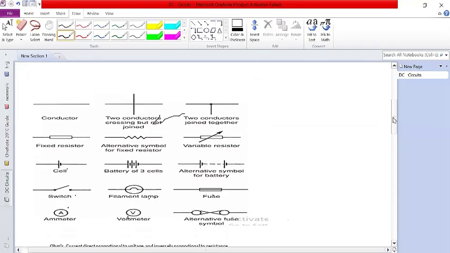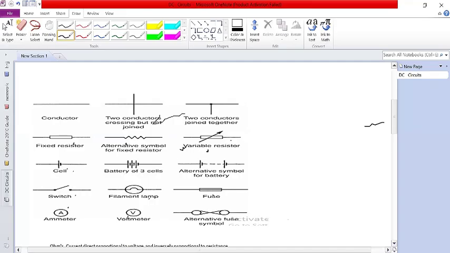So the first basic circuit component that we are going to discuss is a fixed resistor. A fixed resistor impedes the flow of current, or limits the amount of current in a circuit. Then an alternative symbol is shown here with a zigzag sign. Then we have a variable resistor. On a variable resistor, we can change the resistance.